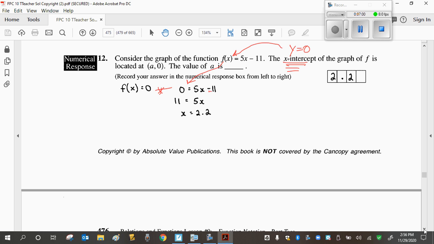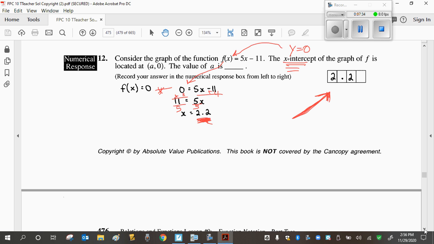And then you solve it, add 11, and then divide by 5, and 11 divided by 5 on your calculator is 2.2. You may be tempted to put 2 in there. Don't. It doesn't say round, so you can't round. 2.2. The answer 2 would be given 0 marks because it's a numerical response question. It's either right or wrong.